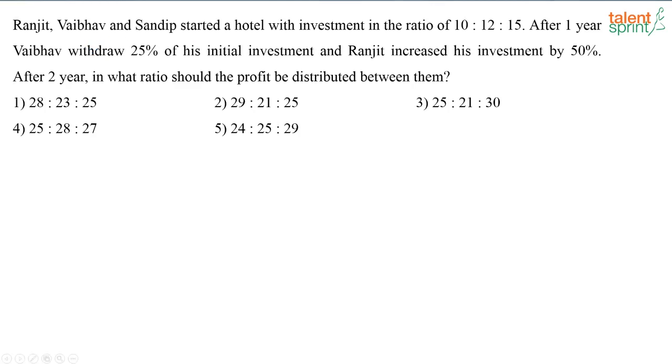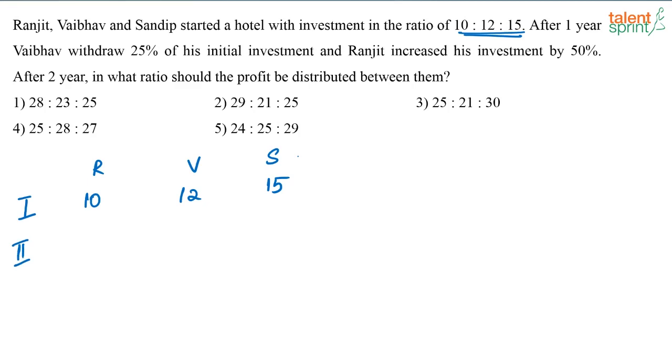Ranjit, Vaibhav and Sandeep started a hotel with investment in the ratio 10:12:15. After 1 year, Vaibhav withdraws 25% of his initial investment and Ranjit increased his investment by 50%. After 2 years, in what ratio should the profit be distributed among them? So you have 3 people, Ranjit, Vaibhav and Sandeep. In the first year, the ratio of their investment is 10:12:15. So if I say Ranjit invests 10 rupees, Vaibhav is investing 12 rupees and Sandeep is investing 15 rupees.